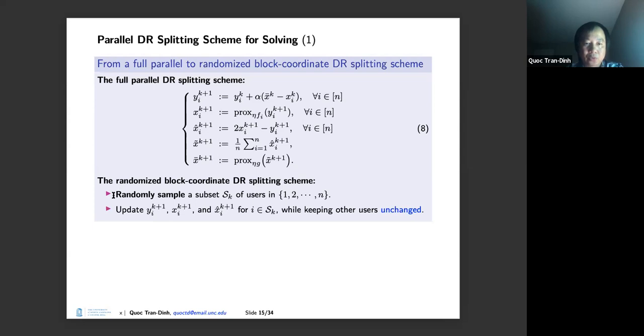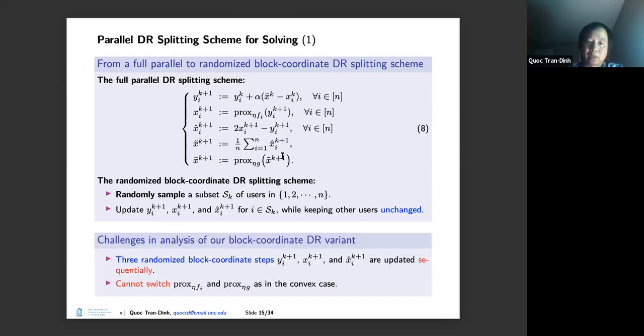The difference here is that we randomize the subset of users from n in order to use only part of the updates. By doing that, we need to sample the same subset for all 3 steps together. Therefore, it is different from standard coordinate descent methods, which I will show later. Then we keep the others out of the set, unchanged, to get the algorithm after applying randomized block coordinate updates.